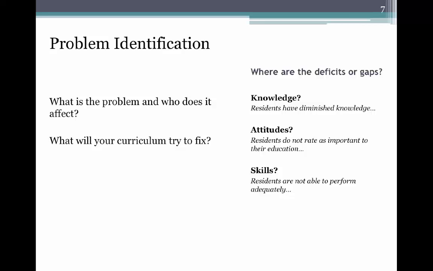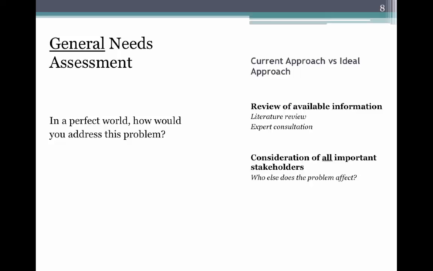Defining a problem in specific terms is crucial in setting the basic foundation for the rest of your curriculum. Once a problem is identified and characterized, the next step is performing a general needs assessment. A general needs assessment is meant to compare the current approach to the ideal approach. In a perfect world, how would you address this problem? In some cases, the ideal approach may be the approach you are considering using with your new curriculum to address the problem.